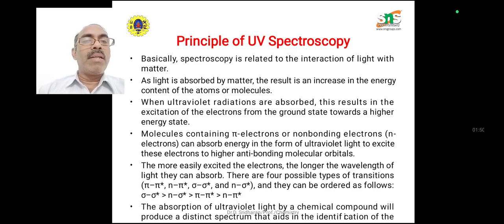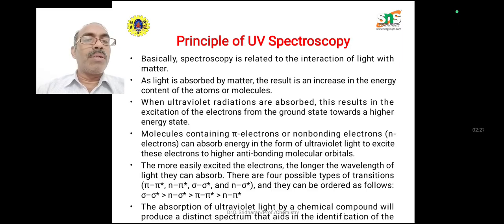When ultraviolet radiation is absorbed, this results in the excitation of the electrons from the ground state towards a higher energy state. The molecules containing pi electrons or non-bonding electrons, that means n electrons, can absorb energy in the form of UV light to excite these electrons to higher anti-bonding molecular orbitals. The more easily excited the electrons, the longer the wavelength of light they can absorb.